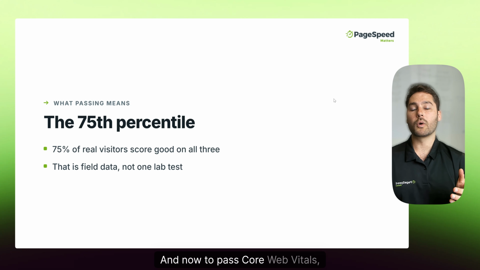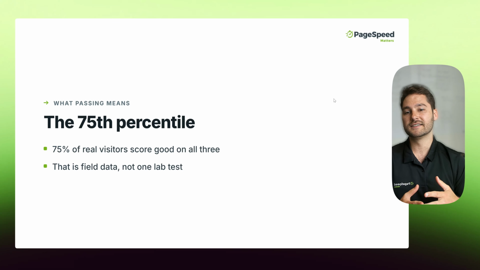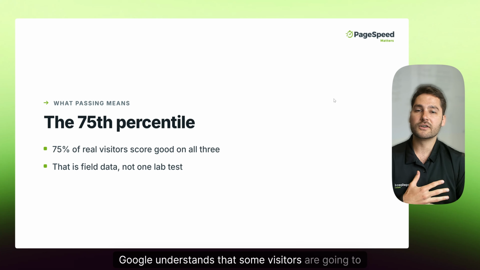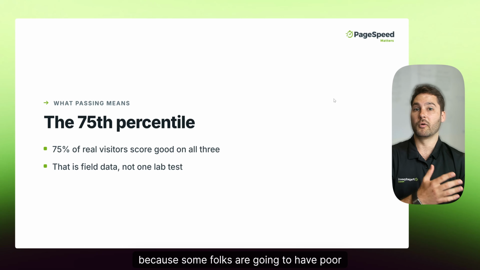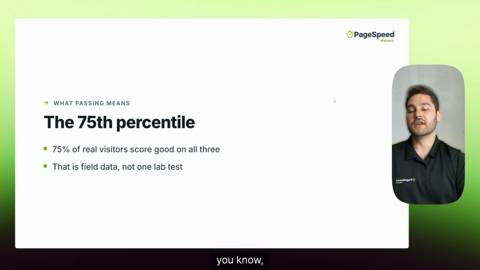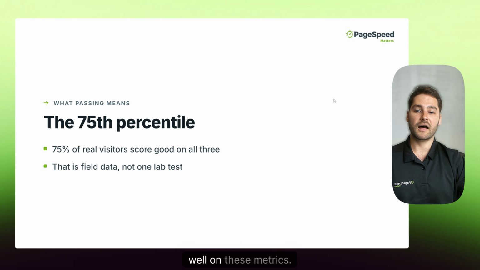Now, to pass Core Web Vitals, we don't need 100% of your visitors to have a good experience. Google understands that some visitors are always going to have a slower experience, because some folks are going to have poor connections sometimes, or a number of other reasons. So they go with 75% of your real visitors needing to score well on these metrics.